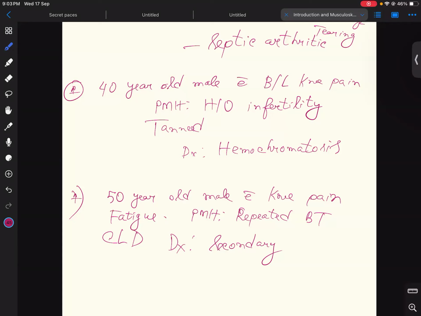Yes, sir. Any confusion regarding this case? Sir, is it due to pseudogout in secondary hemochromatosis? Yes, it is pseudogout. It is due to pseudogout. Okay.